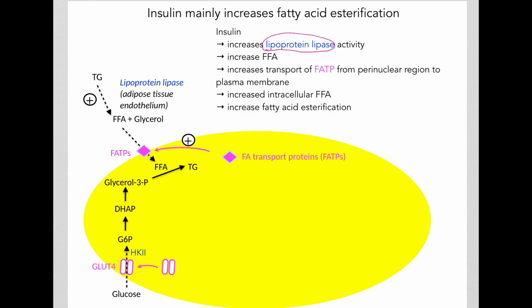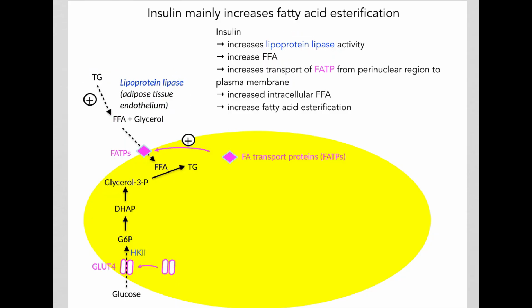lipoprotein lipase. And lipoprotein lipase, as you know, which we discussed in a previous video, is found in the endothelium of blood vessels in tissues. So for example, in adipose tissue endothelium, this enzyme is activated, and that will lead to the breakdown of the triglycerides in chylomicrons. Remember, after a meal, we have a lot of chylomicrons coming from the intestine. And these triglycerides in the chylomicrons will be broken down to fatty acids and glycerol.